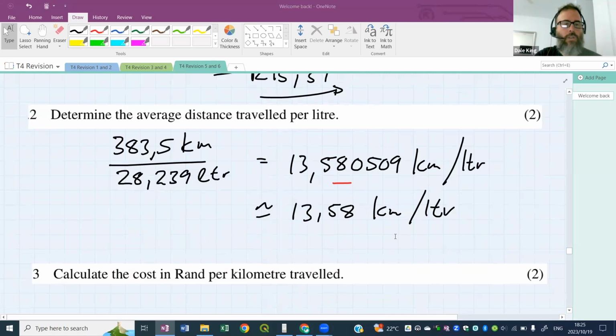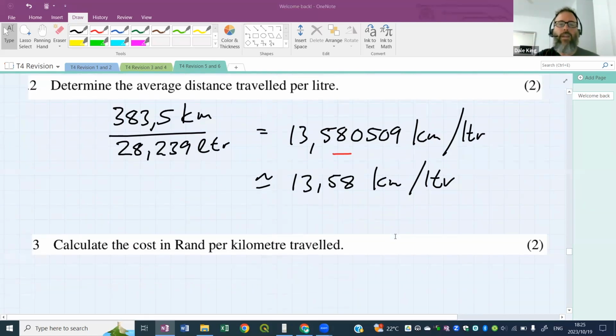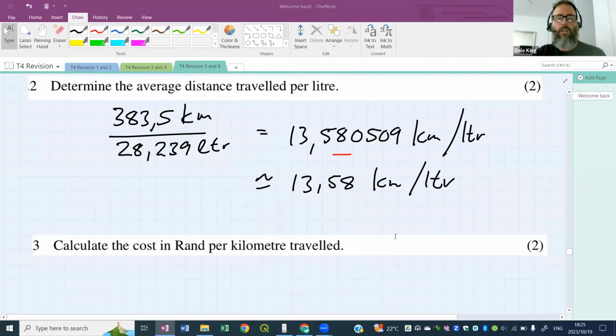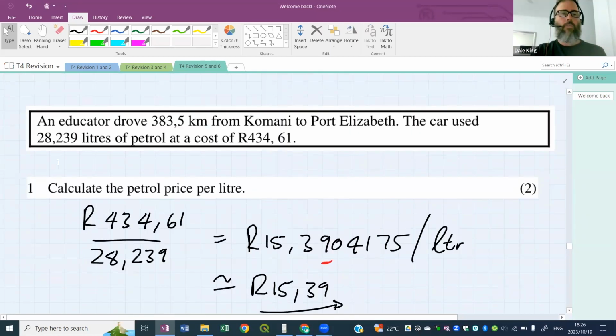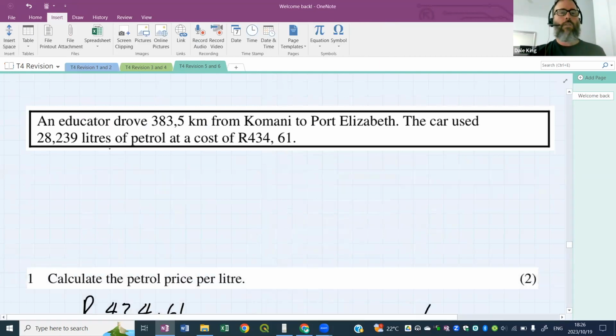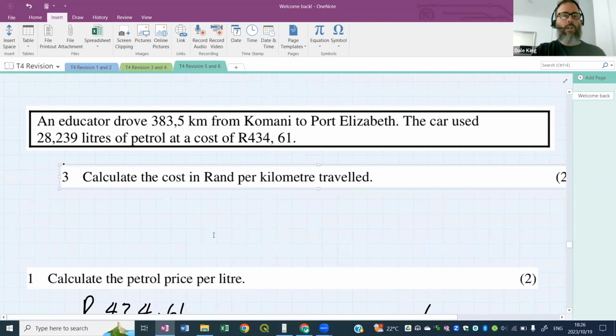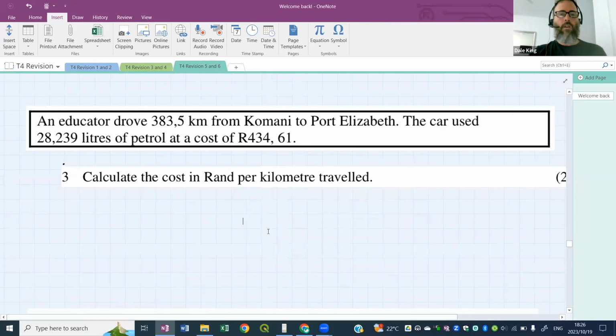All right. Next question. Calculate the cost in rand per kilometer traveled. Calculate the rand cost per kilometer traveled. All right. I'm going to bring this question up here, and I'm going to squeeze it under here so you all can see it. There it is. There's the third question. It's right underneath the context. Calculate the cost in rands per kilometer traveled.